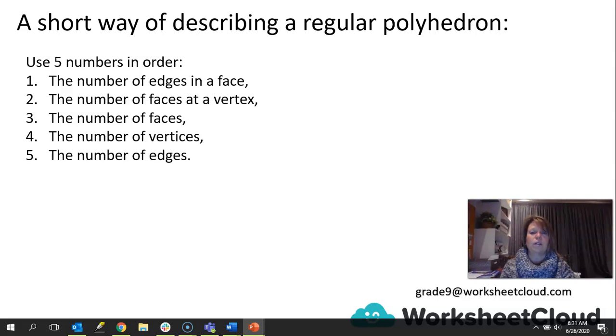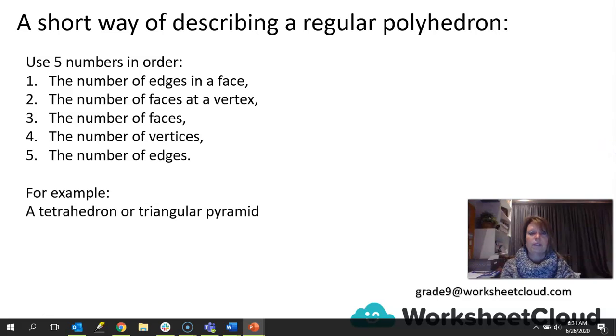And it will be a whole list of numbers, but we can go back and look at what each number represents, and then probably put the polyhedron together. So, for example, a tetrahedron or a triangular pyramid, there we have it. We first are going to look at the number of edges in a face. In one face here, it's 1, 2, 3. So our first number will be 3.